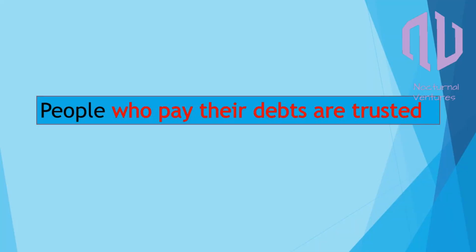Then another sentence: people who pay their debts are trusted. People is, of course, the subject, and who pay their debts are trusted is the predicate. So what is the predicate? Is it a phrase or is it a clause? Again, I'll be waiting for your answers in the comments. For sentence 1, you will write down 1 and give me the answer. Then for sentence 2, you will give me the answer.